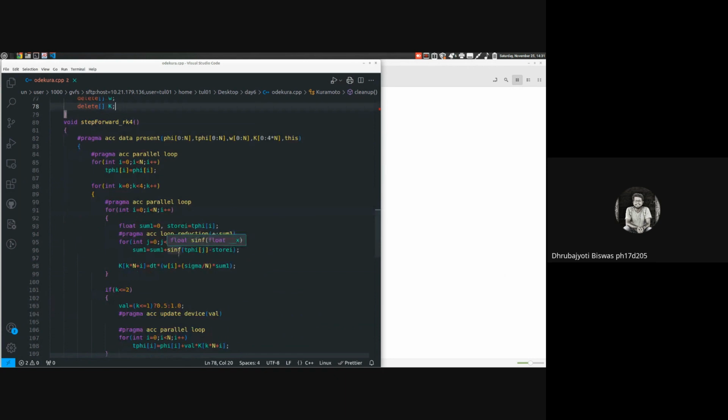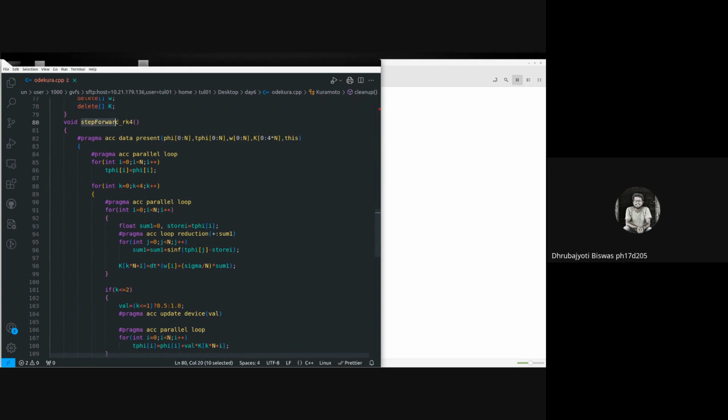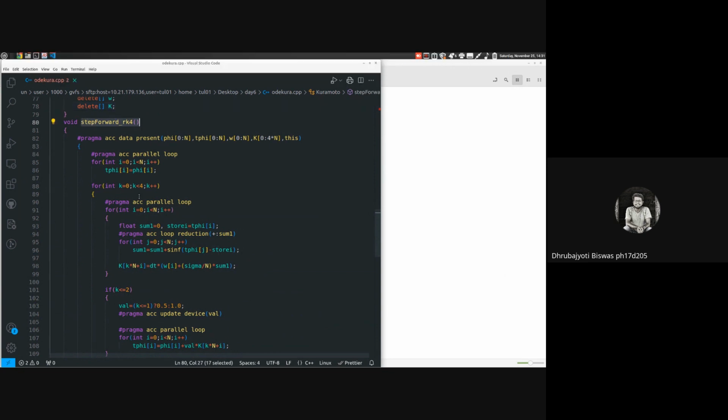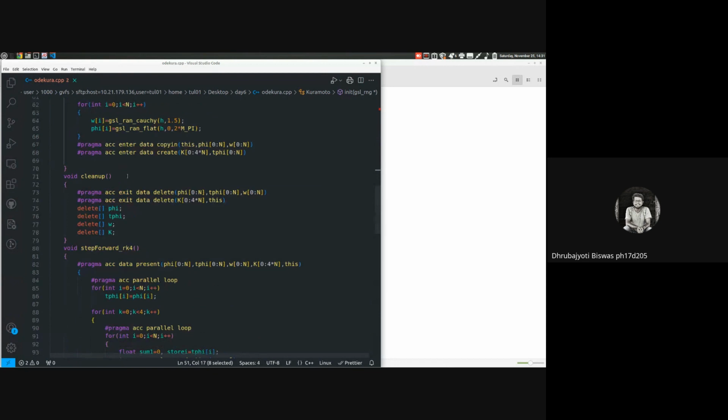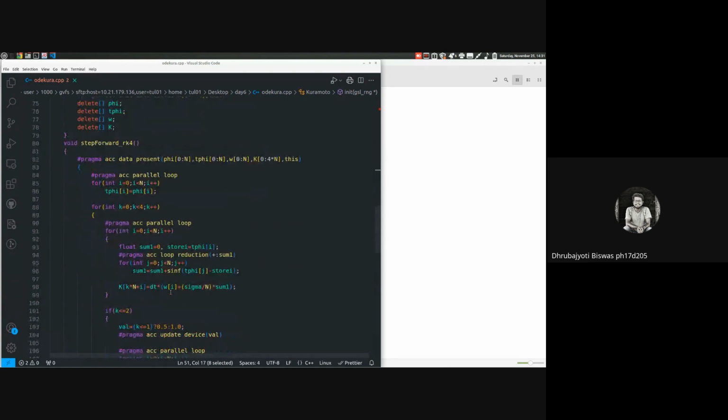All right. Now here comes the RK4 method. In this RK4 method, what am I doing? I am taking a time step to go from t to t plus delta t. So this is step forward RK4 for one time step delta t or dt, whose value is 0.01. I am taking a time step of 0.01 and going from t to t plus dt. Okay, now let us see how we are doing that.